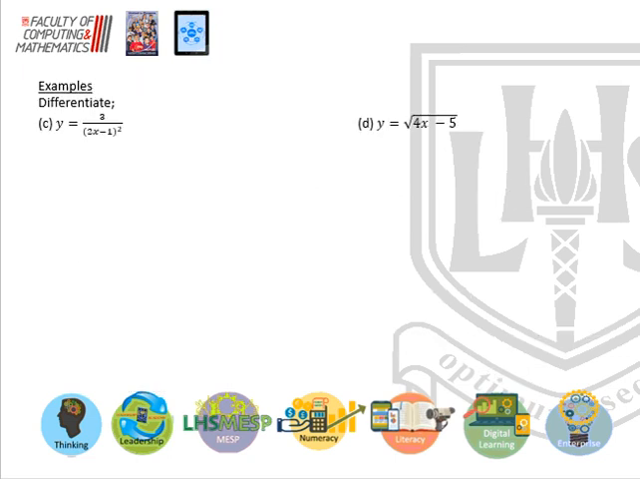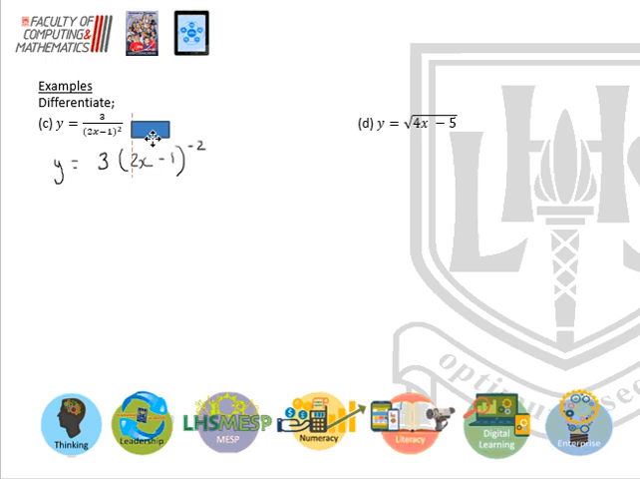I'm going to do a couple more examples. Firstly, y is equal to 3 over (2x minus 1) squared. Same again, to differentiate, we know we need that fraction up. This time the whole bracket moves and becomes a negative 2. Then we're ready to differentiate.